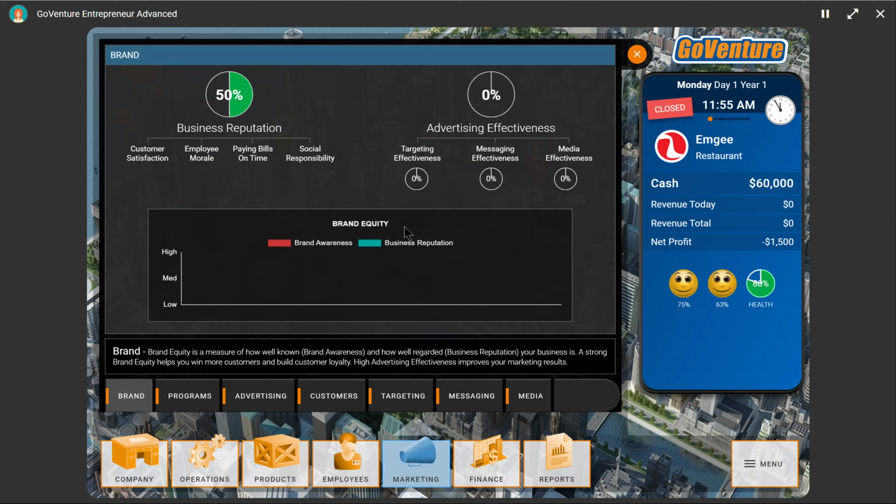So how well known your business is is based on brand awareness. How aware are consumers of your brand? And then how well regarded your business is is based on your business reputation. And you can see that business reputation is made up of customer satisfaction, employee morale, paying your bills on time, and social responsibility. So these four factors contribute to your overall business reputation score. Let's take a closer look at brand equity.